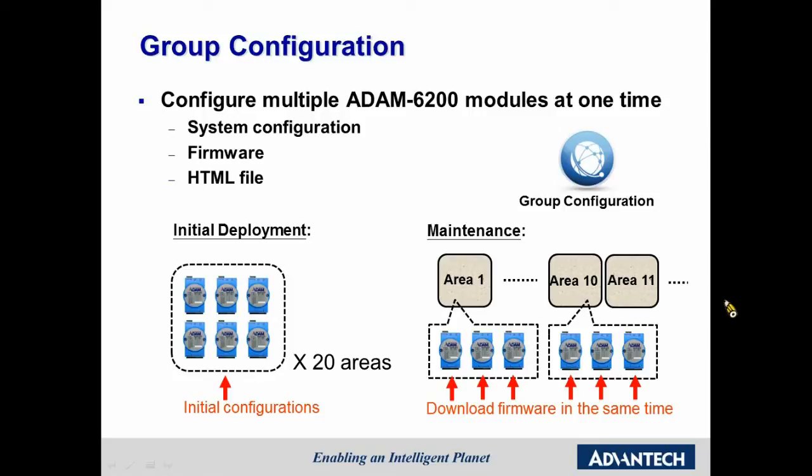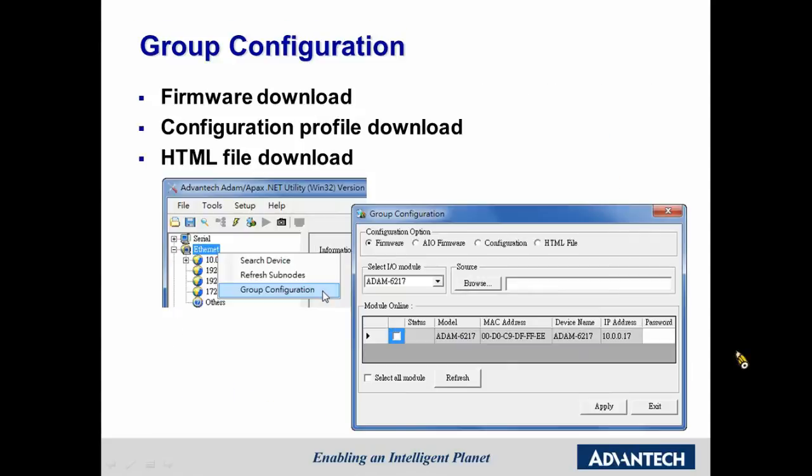Another new powerful feature of the ADAM-6200 series is group configuration. You can send out system configuration, firmware, or HTML files to a group of modules all at one time. With the group configuration, you can right-click on Ethernet, select Group Configuration, and choose whether you want the firmware, configuration, or HTML. Down here you choose which modules you want, or you click Select All, and then click Apply, and download all the modules.